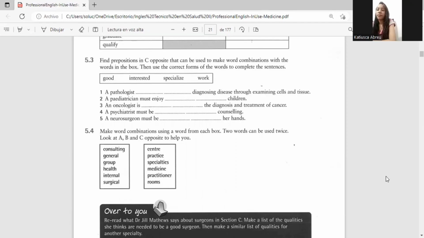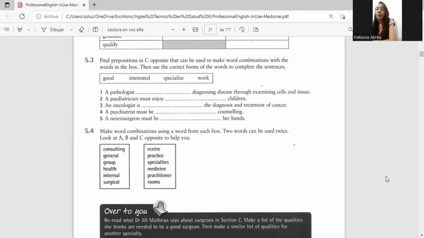Exercise 3. Find prepositions in C opposite that can be used to make word combinations with the words in the box. Use the correct form of the word to complete the sentences. Example, a pathologist specializes in diagnosing diseases through examining cells and tissue. A pediatrician must enjoy working with children.